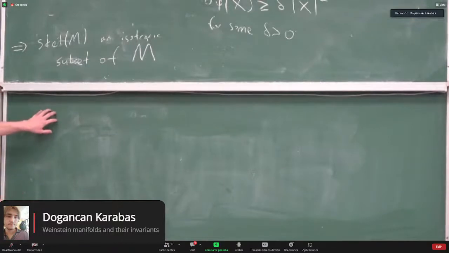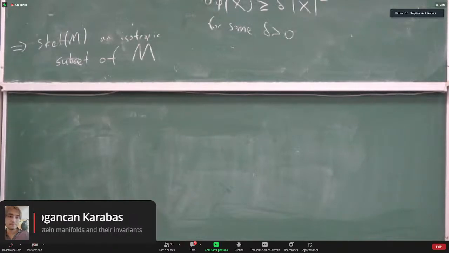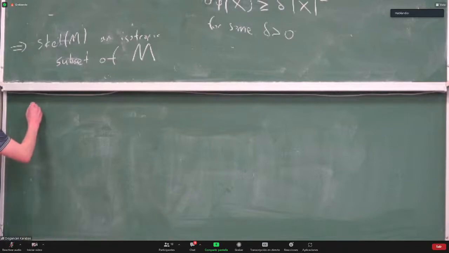Maybe just a quick remark, this is a general thing from dynamical systems. If you have this kind of function, then the dynamics of such a vector field becomes simpler. For example, you can't have periodic orbits, because this function is always increasing along the flow of X.